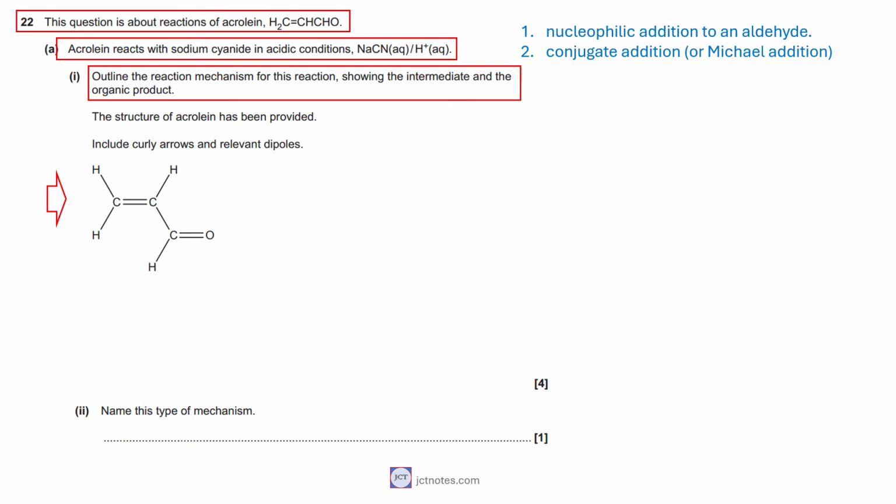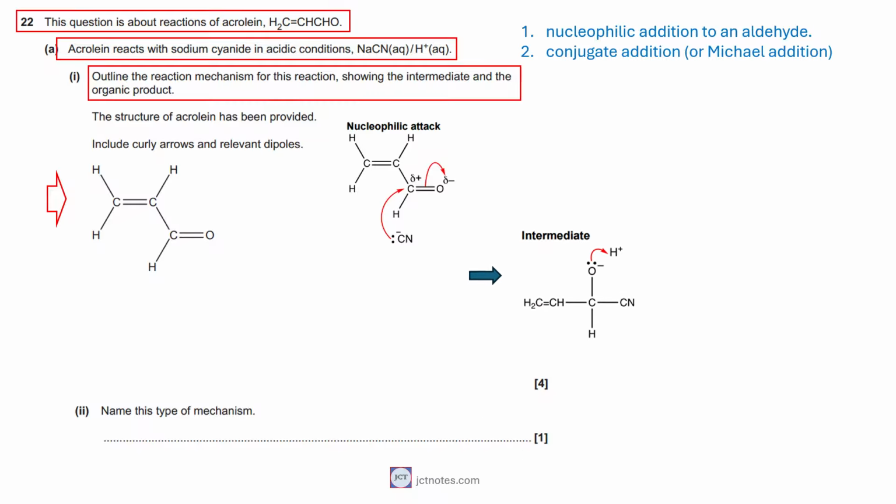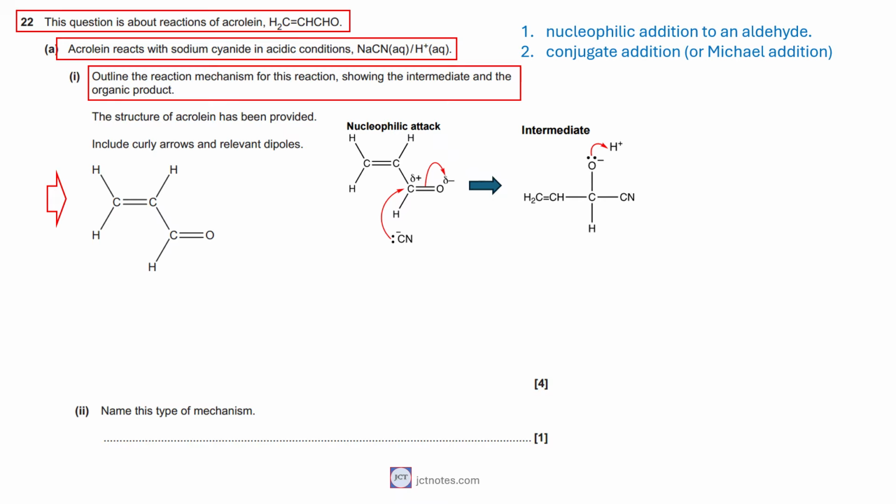In the nucleophilic addition to an aldehyde, the cyanide ion acts as a nucleophile, attacking the electrophilic carbon of the aldehyde's carbonyl group. This carbon has a partial positive charge because the pi electrons in the carbon-oxygen bond are polarized towards the oxygen, which consequently gains a partial negative charge. The negatively charged intermediate is highly reactive and quickly reacts with a hydrogen ion.